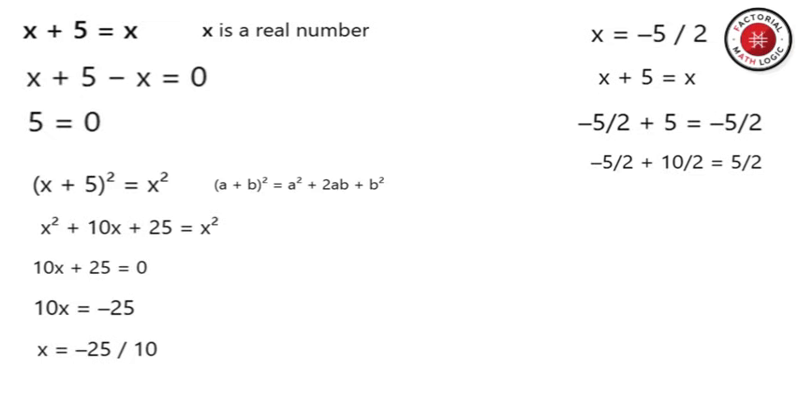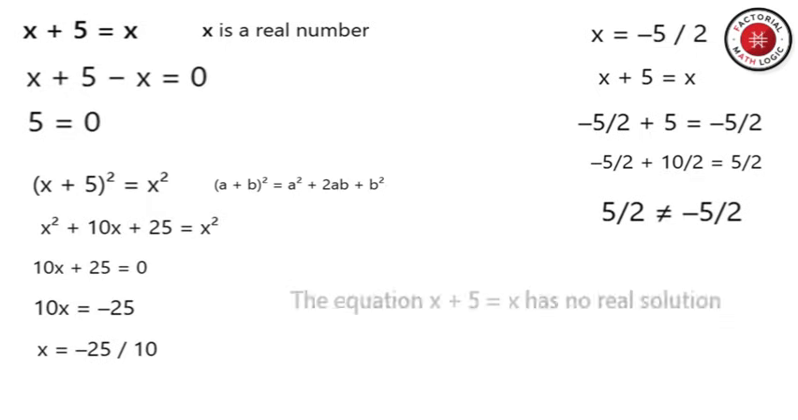But the right-hand side is still negative 5 over 2. We end up with 5 over 2 not equal to negative 5 over 2. The left-hand side and right-hand side are not equal. So the value we found after squaring does not satisfy the original equation. This means the equation has no real solution.